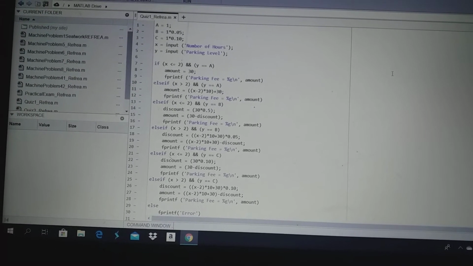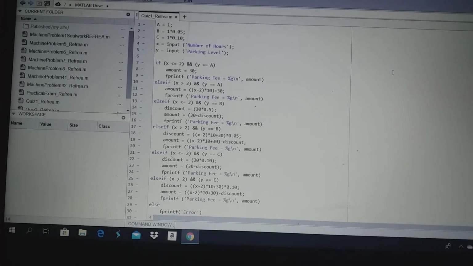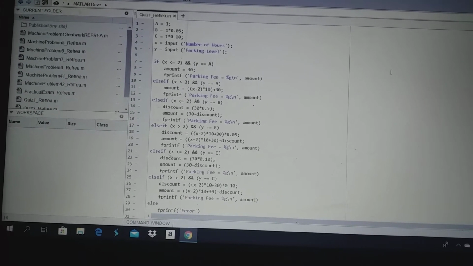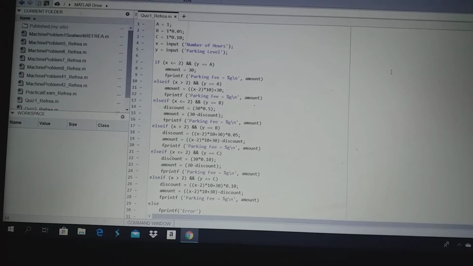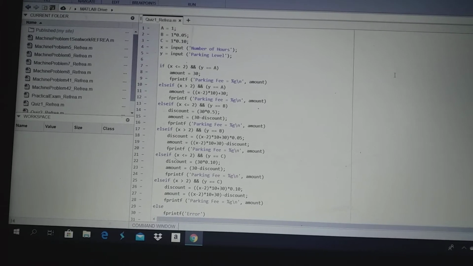And for line 3, it is declaring that Level C offers a 10% discount to anyone who parks there. There is an asterisk 0.10 to symbolize that 10% will be deducted to the total parking fee. An asterisk represents the multiplication symbol in the code. This is common knowledge in creating Matlab codes.